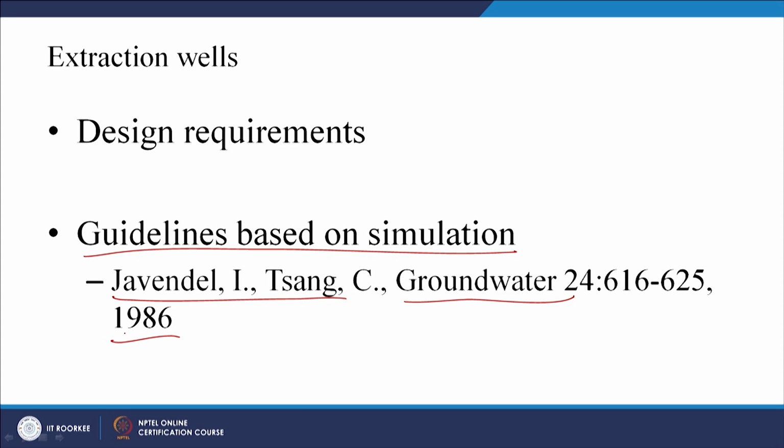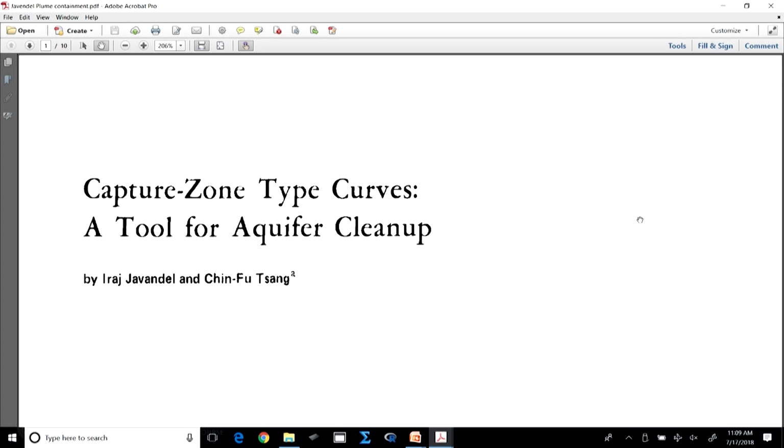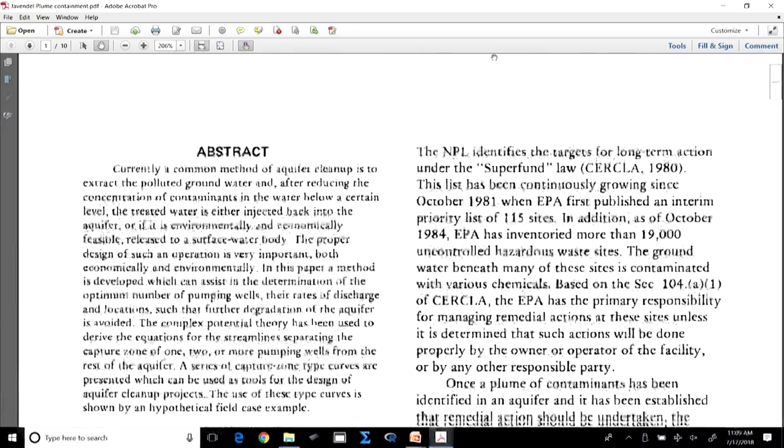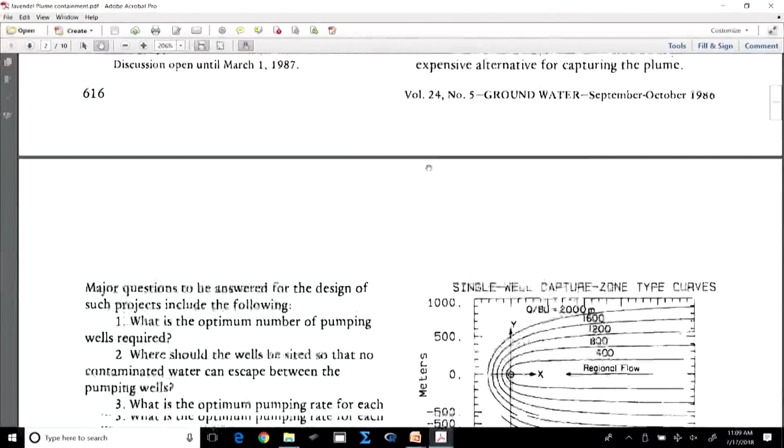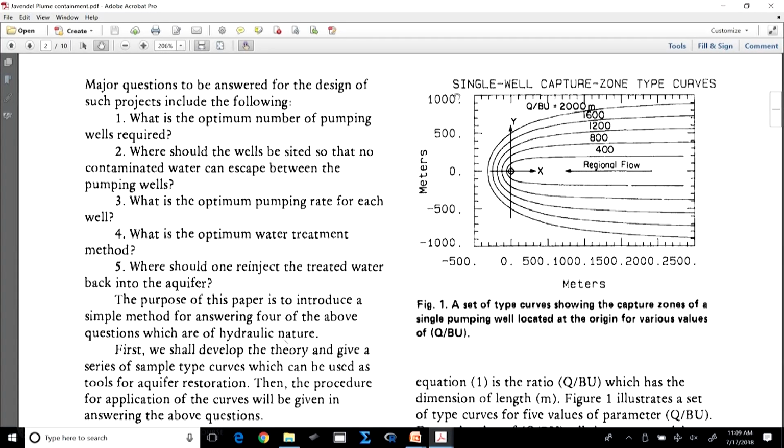So let us just try to look at what they have here, and let me see where that is, that is out here, Javandel et al. So what did they look at? Capture zone type curves, a tool for aquifer cleanup. So they looked at simulations for this, and this is, I guess, one of the particular cases.